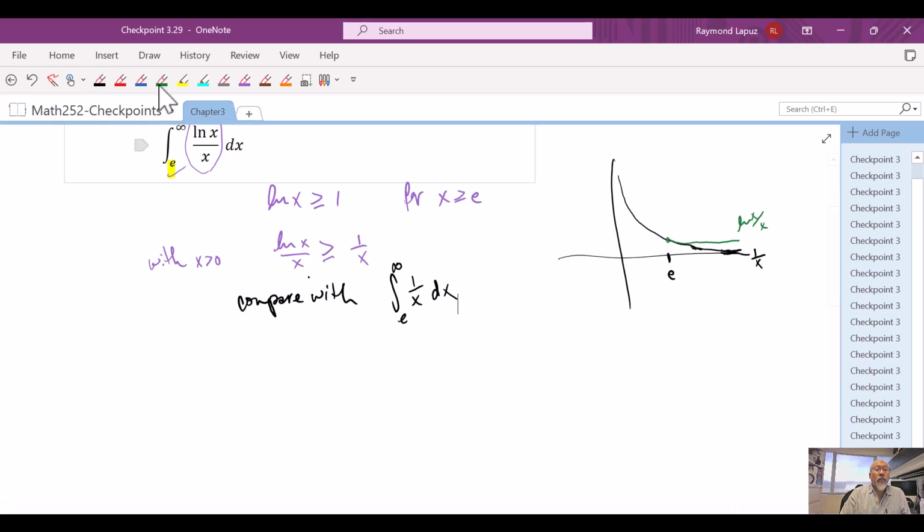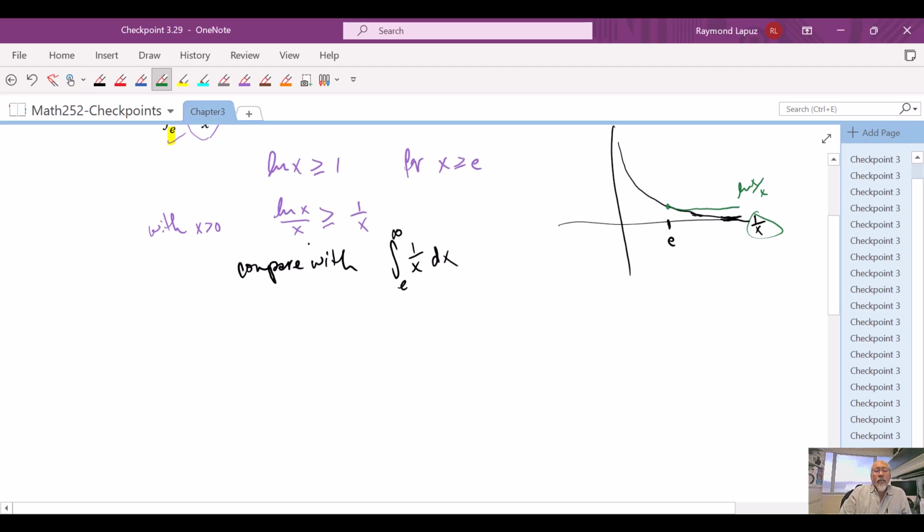Okay, so let's see what happens to this integral. I'm thinking that since ln x over x is bigger than that, we're going to probably want this thing to diverge. And if it diverges, then this will necessarily have to diverge because it's bigger. So let's see what happens to the integral from e to infinity of 1 over x dx. This is an improper integral, so we're going to need to take the limit as b goes to infinity of the integral from e to b of 1 over x dx.